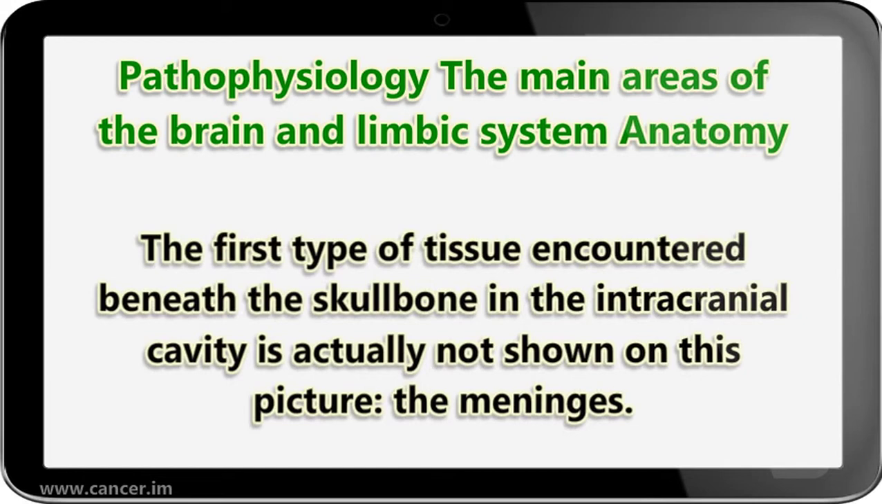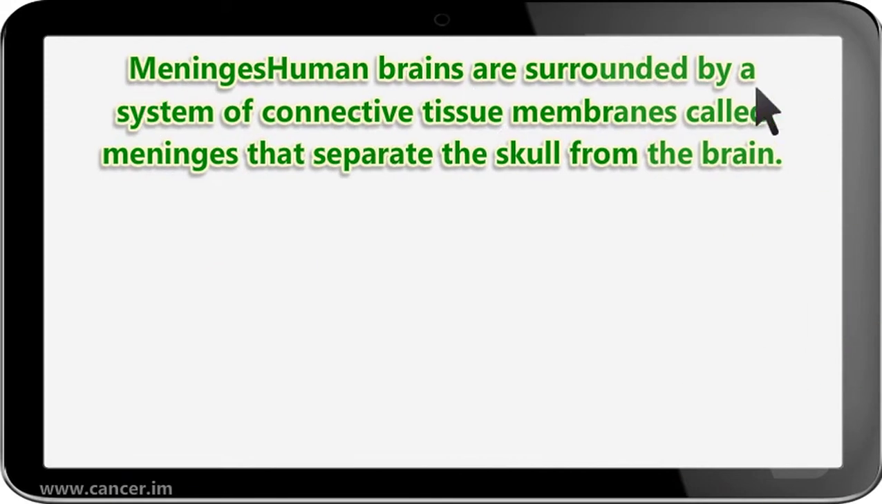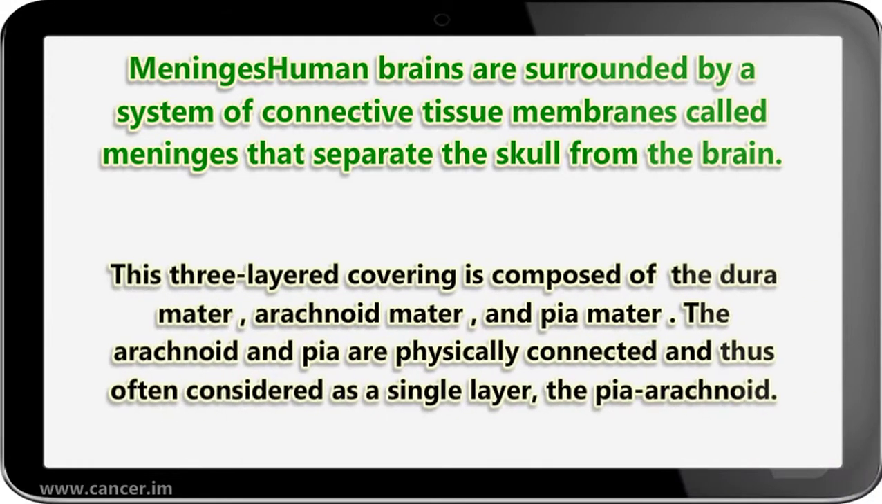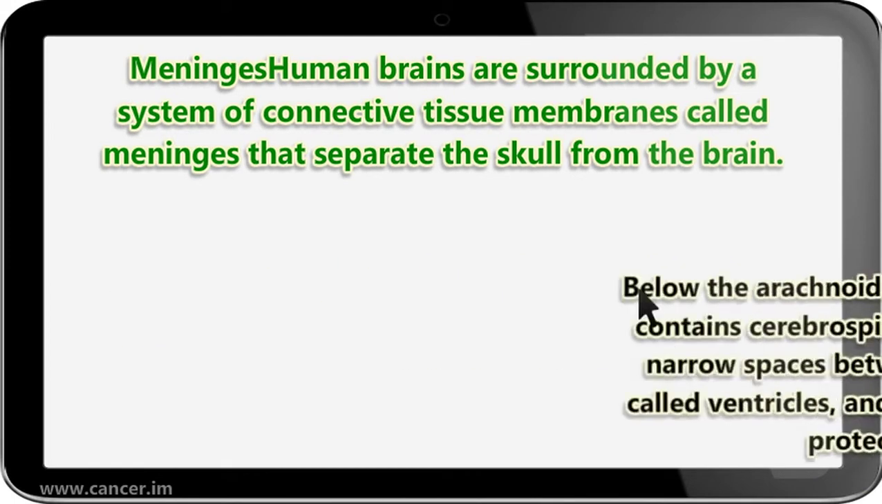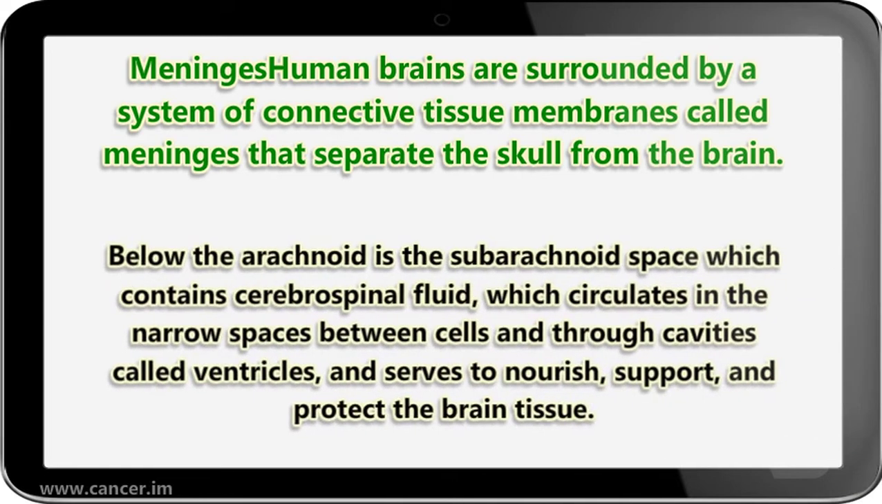Meninges. Human brains are surrounded by a system of connective tissue membranes called meninges that separate the skull from the brain. This three-layered covering is composed of the dura mater, arachnoid mater, and pia mater. The arachnoid and pia are physically connected and thus often considered as a single layer, the pia-arachnoid. Below the arachnoid is the subarachnoid space, which contains cerebrospinal fluid, which circulates in the narrow spaces between cells and through cavities called ventricles, and serves to nourish, support, and protect the brain tissue.